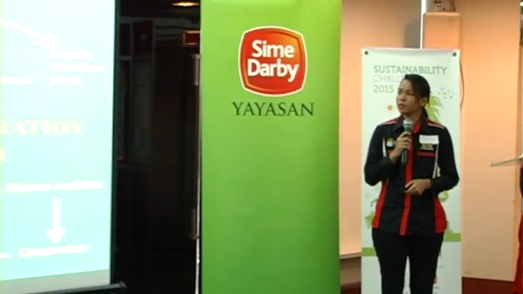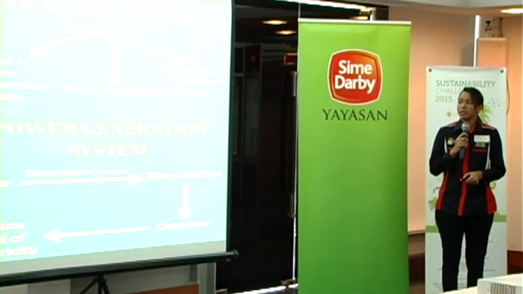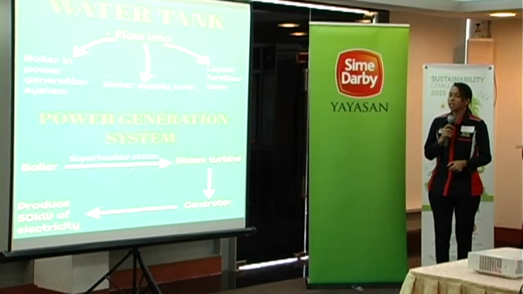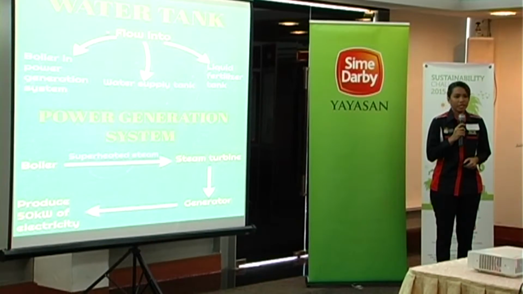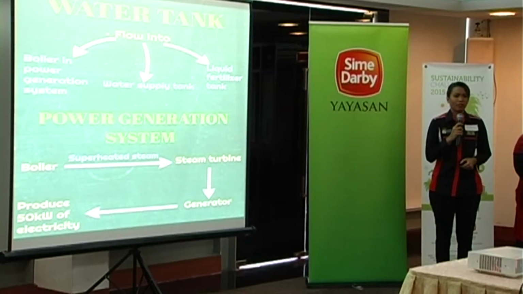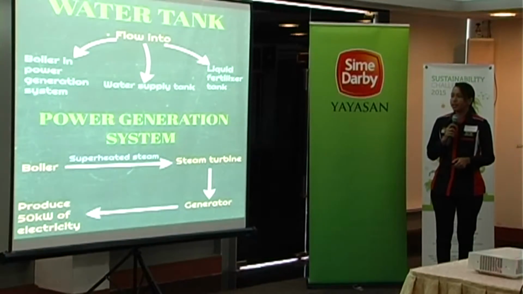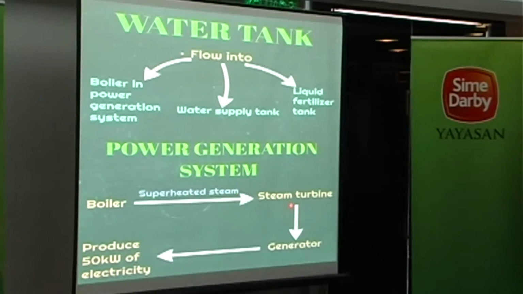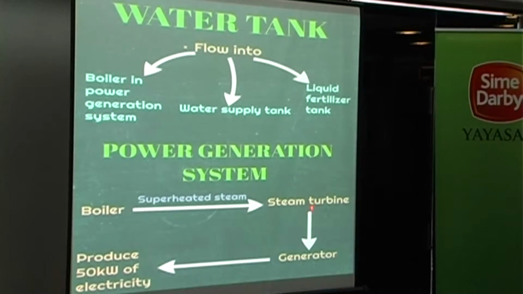The water tank will flow into three tanks: the boiler in the power generation system, the water supply tank, and the liquid fertilizer tank. For the power generation system, the boiler will produce heat from the burning of oil palm waste, that is 70% palm fiber and 30% palm kernel shell. Then the superheated steam will enter the steam turbine and rotate it. The torque produced will generate electricity.